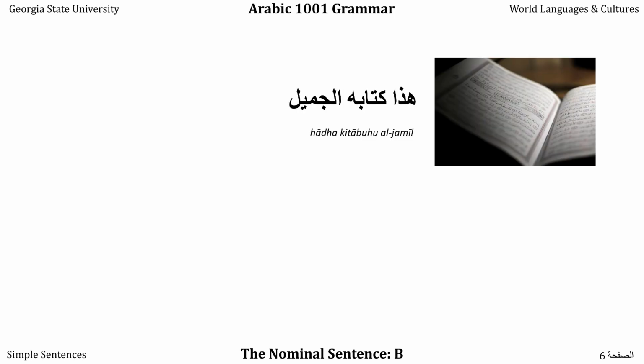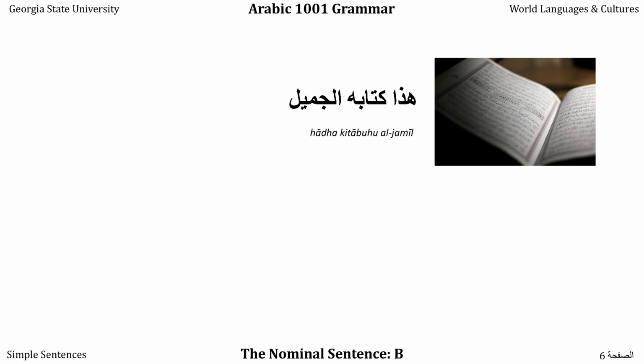هذا كتابه الجميل. هذا is definite because it's a demonstrative: this, that, these, those. كتابه, now we've added the possessive suffix ho for his or its to the end of kitab. Watch out, because the final ho on the end of kitabahu looks an awful lot like ta marbuta without its dots, so they're really easy to mix up, so be careful about that. هذا kitabahu, this is his book, and then we have al-jamil.